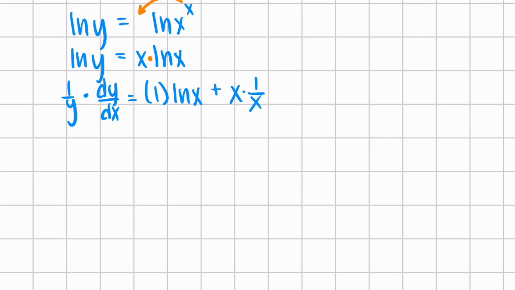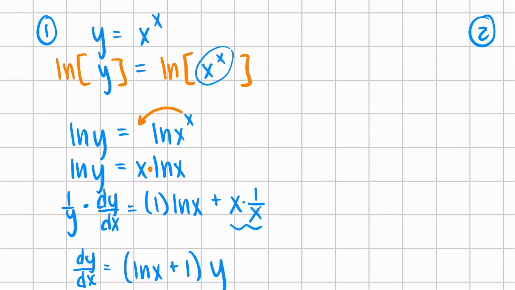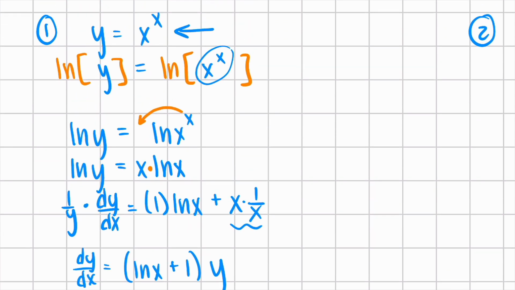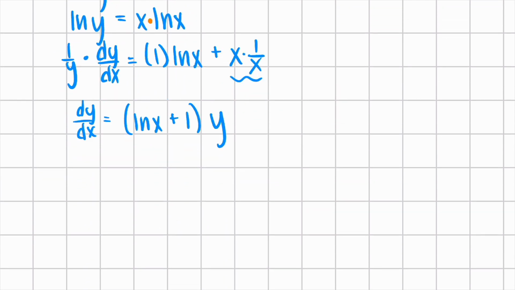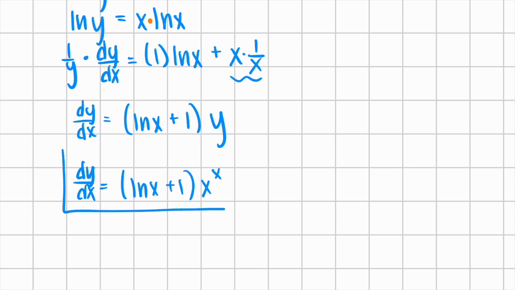From here, we want to solve for dy dx. So I am going to multiply by y on both sides of the equation. I get natural log of x. Notice over here, x times 1 over x is just 1, times y. Last step is I know that y equals this x to the x, so I'm going to replace y with x to the x. And there is my derivative.